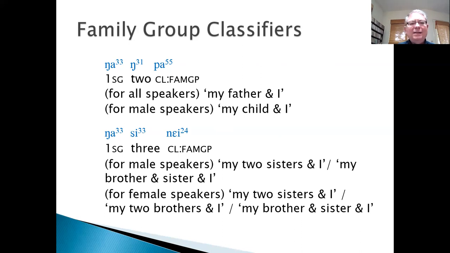So again, rather complex. Now, you don't hear these often in normal conversation. Even among older speakers, these seem to have disappeared largely. I think that's because Mandarin does not have these, and so people are not used to using them. So that's another sign of the erosion that we're finding in the language.